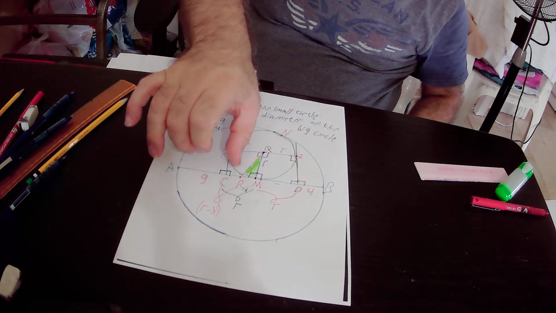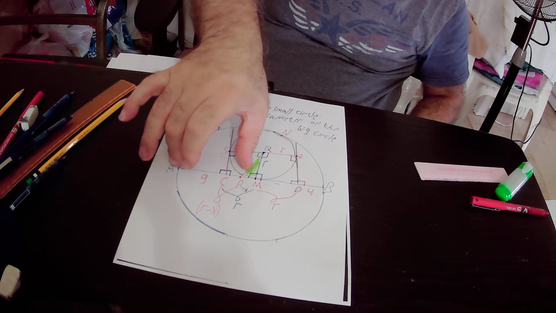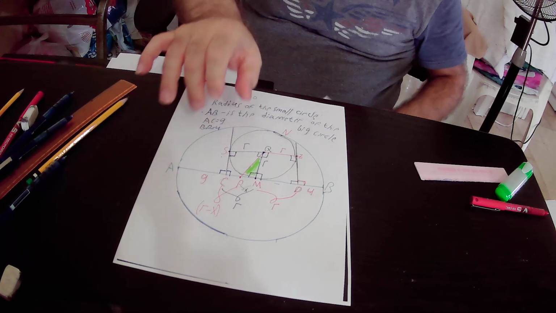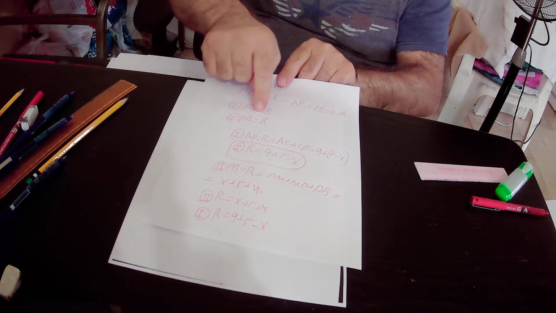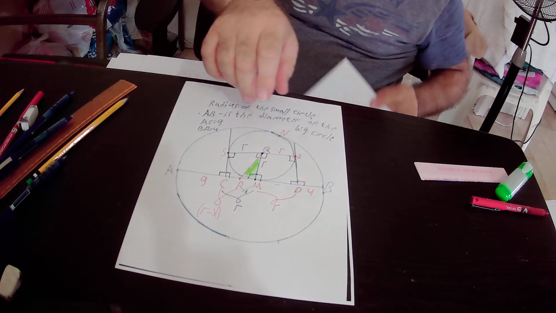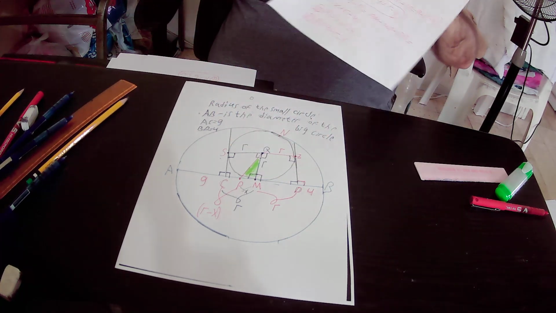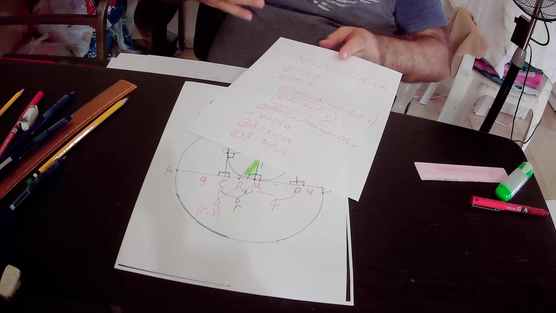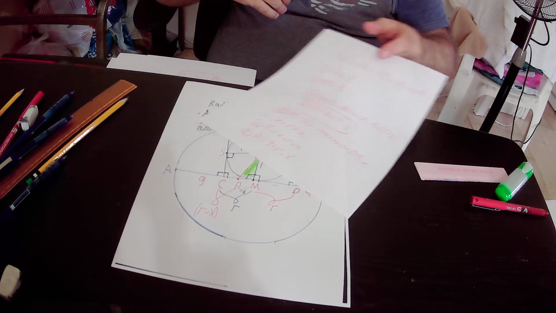AP, P is the center of the circle, so AP equals capital R, the radius of the big circle. That is the first equation, and the second equation is PB also equals capital R. PB is also the radius of the big circle. So we have here two expressions for the same radius, that is the radius of the big circle.